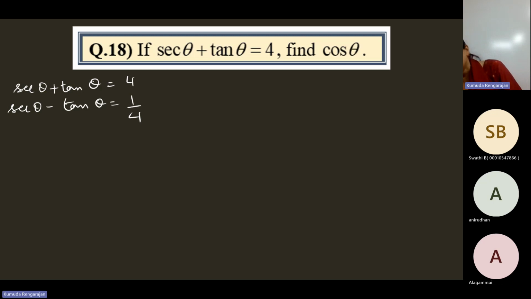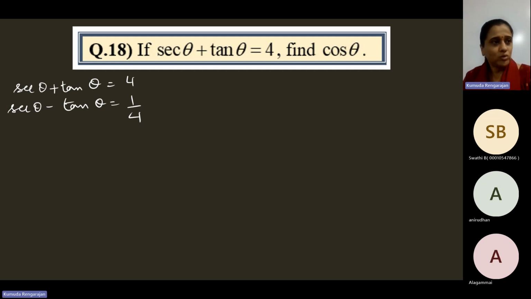Now, if the unknowns are x and y, do you want to find x or y or both? We want to find secant theta. Why? Because the question is to find cos theta. To find cos theta, do you want secant or tan? Secant, because if you find secant, the reciprocal is cos.